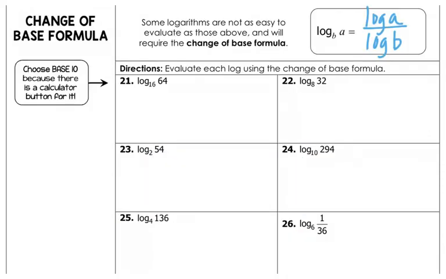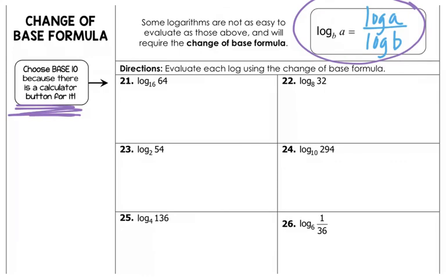Okay, so some logarithms are not going to be as easy to evaluate as the ones we just did, and they're going to require the change of base formula. Meaning that if you try to do these, they're not going to have certain exponents that you know will work out. If that's the case, then you can do the change of base formula, which I wrote down for you right here: log A divided by log B. And notice this as well, we're using base 10 because there is a calculator button for that. Work smarter, not harder, right?